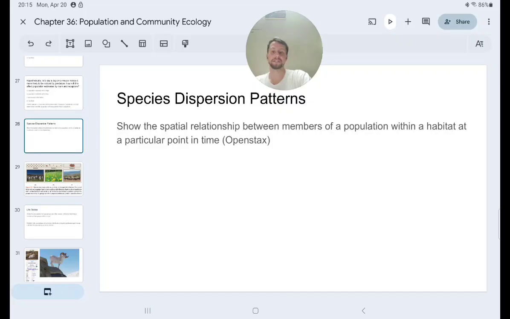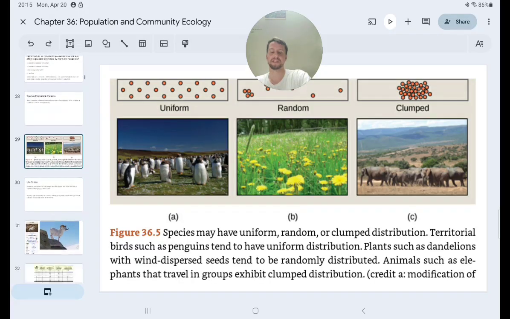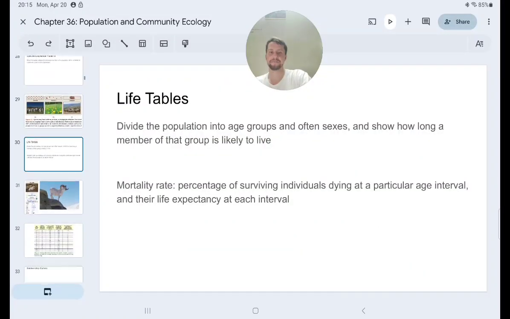Species dispersion patterns show the spatial relationship between members of a population within a habitat at a particular point in time. And so we could have uniform distribution, like these penguins here. We could have random distribution, like these weeds, or clumped distribution, where all the organisms in a population stay together.